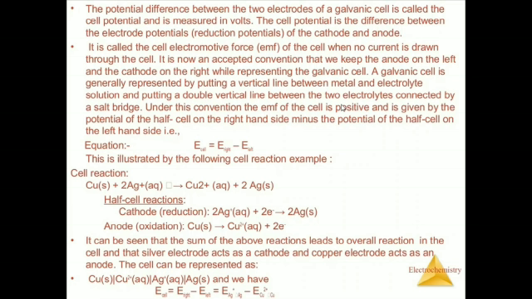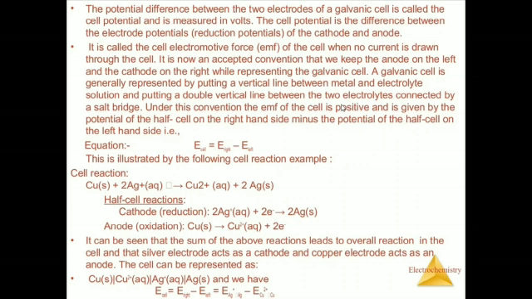This is illustrated by the following cell reaction example: Cu(s) + 2Ag+(aq) gives Cu2+(aq) + 2Ag(s). The half cell reaction at the cathode is reduction, in which silver ion converts into silver atom. At the anode, oxidation takes place, and there solid copper converts into copper ion and 2 electrons are released.